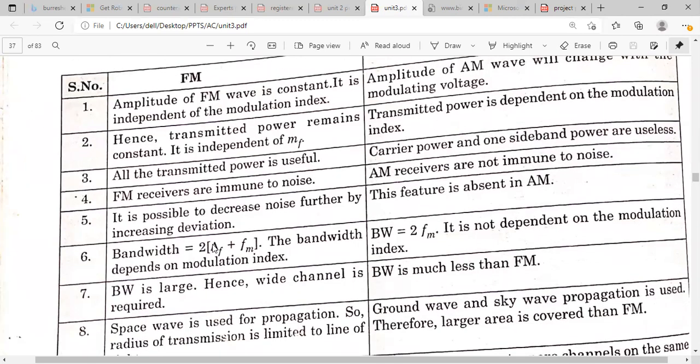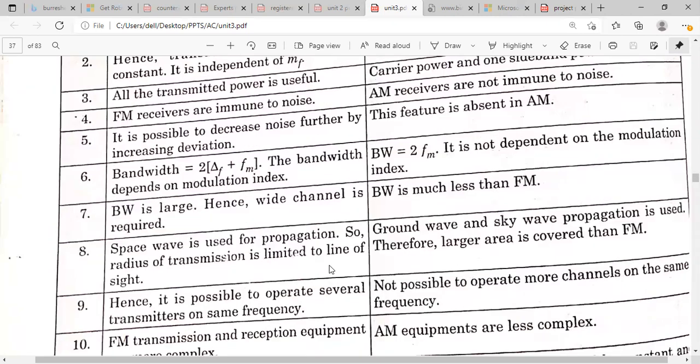And here the bandwidth from Carson's rule will be equal to 2 into (delta f plus fm). Here the bandwidth depends on the frequency deviation, okay, and the modulating frequency. And in AM the bandwidth is equal to 2 fm. It doesn't depend on the modulation index. And here the bandwidth is large in FM, and here the bandwidth is less when compared to FM.